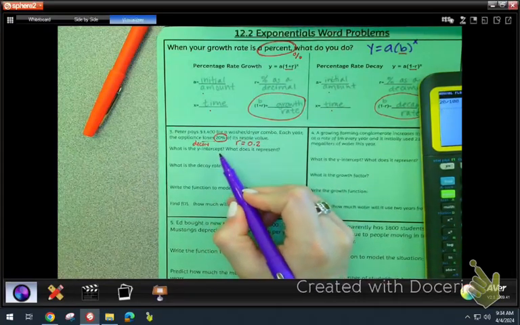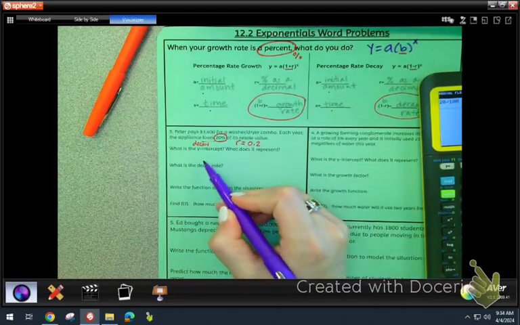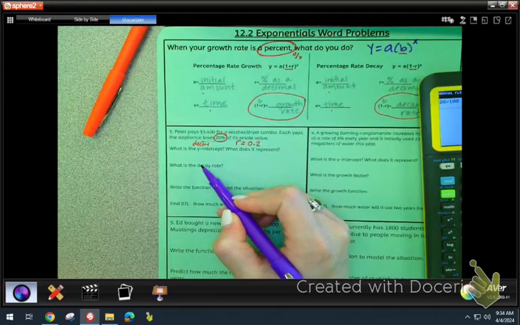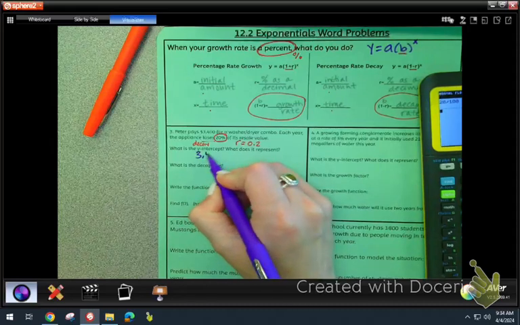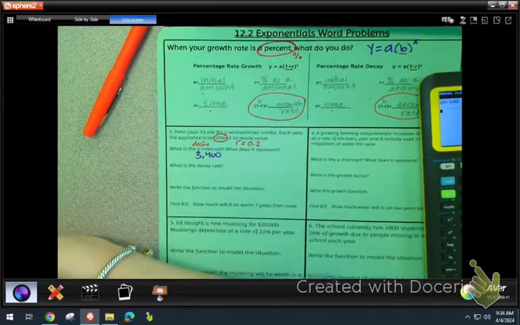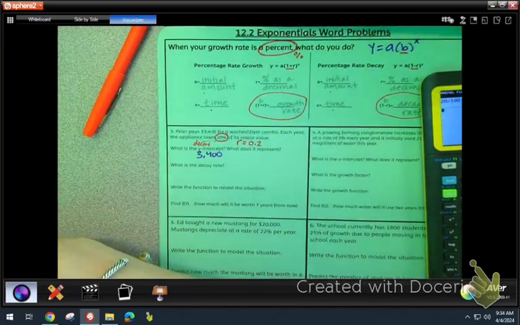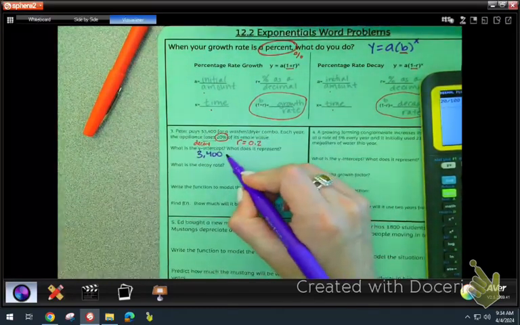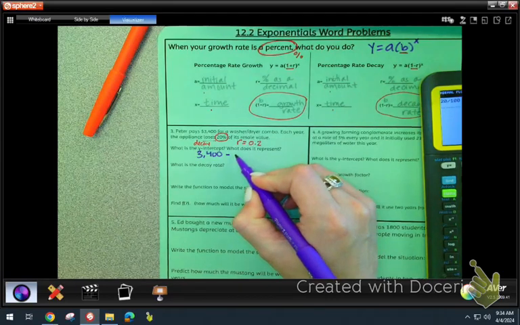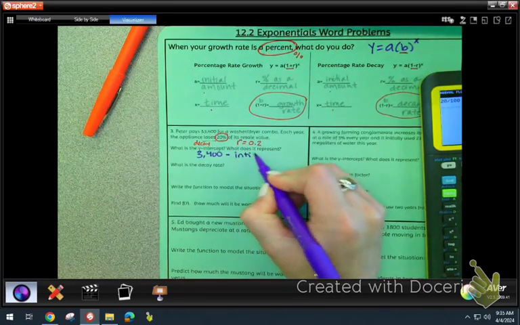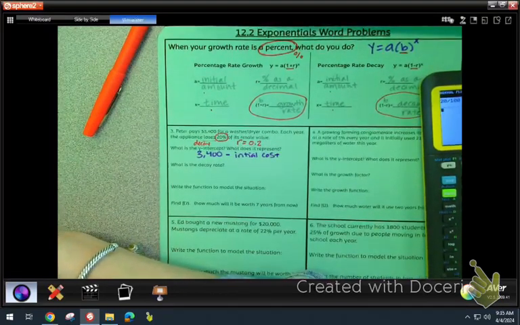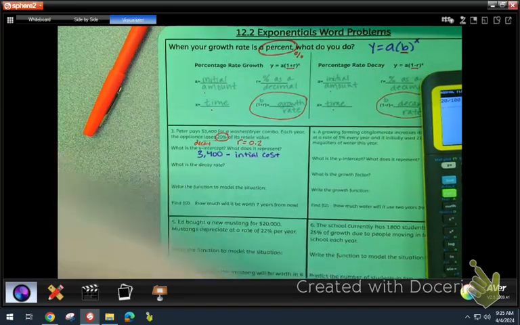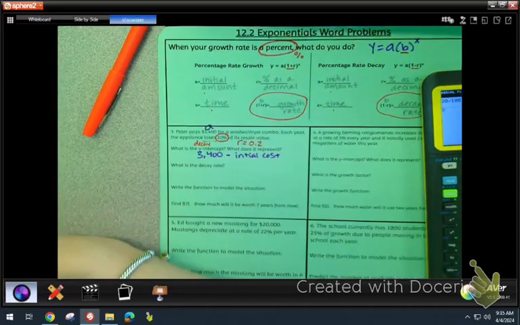It says, what is the y-intercept? Remember, your y-intercept is the same thing as your initial amount, your starting amount. How much is his washer and dryer worth at first? 3,400. Okay? That's not bad for a washer and dryer. It represents the initial cost. That's how much his original set was worth. That's just the A value, if you want to label that A right there.